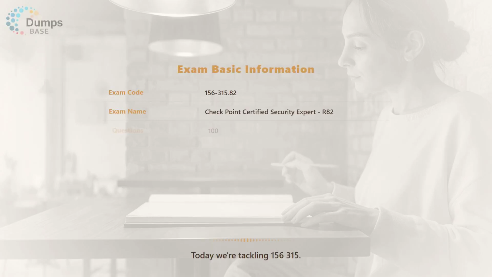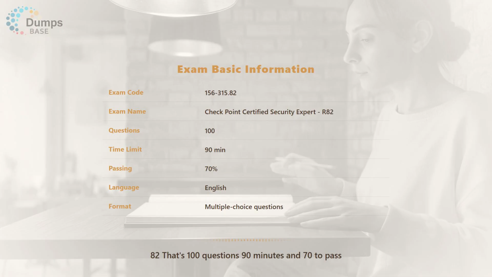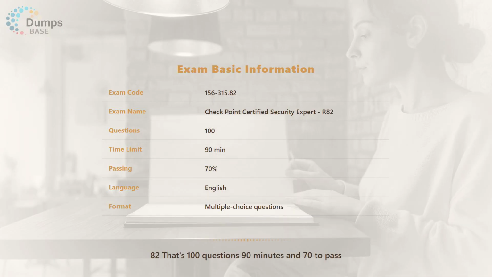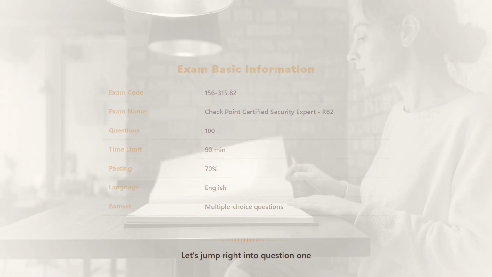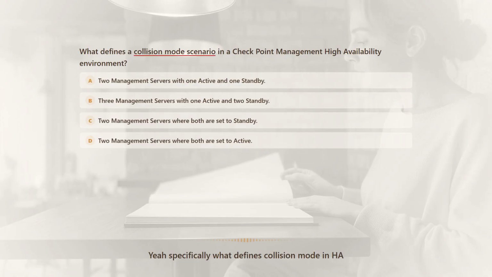Today we're tackling 156-315.82. That's 100 questions, 90 minutes, and 70% to pass. Let's jump right into question 1. Right, so we're looking at high availability architecture first. Yeah, specifically, what defines collision mode in HA?